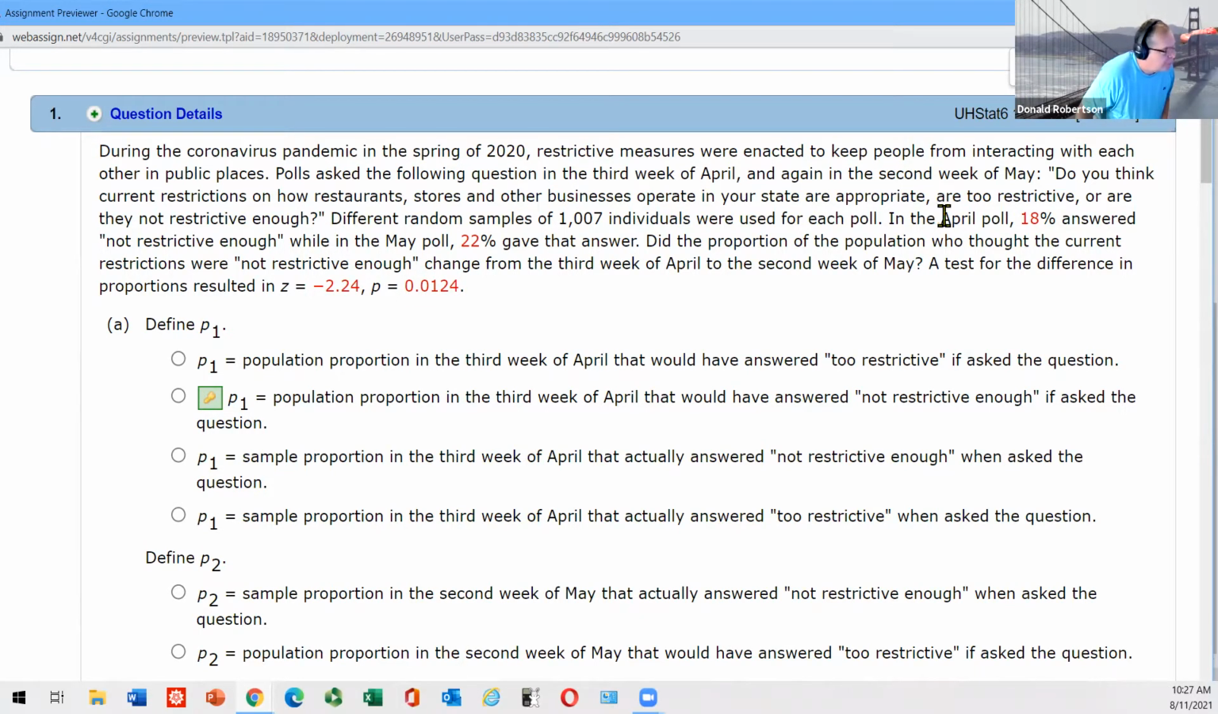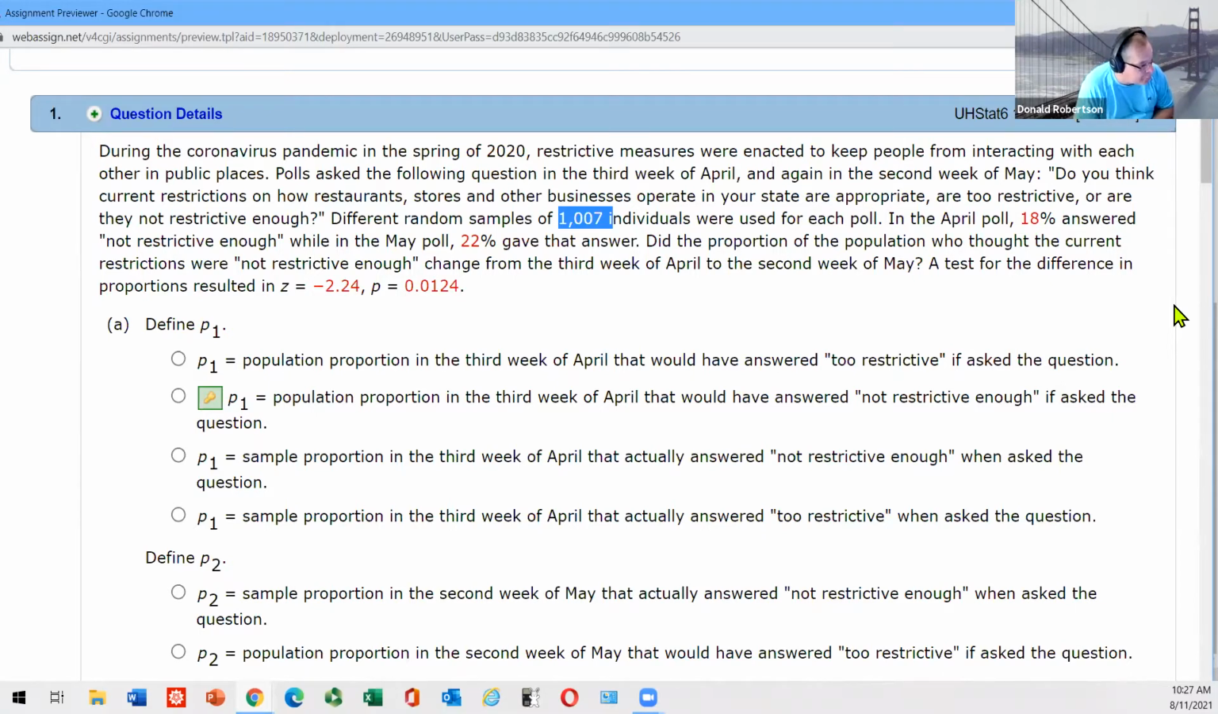In April, oops, almost lost a place there. Different random samples of 1,007. I better write that down because I'll forget the numbers. It was basically a standard survey or a poll. And the first sample was 1,007 people. And it was used for each poll, okay? So the second time they did it, it was still 1,007, that seems fair.